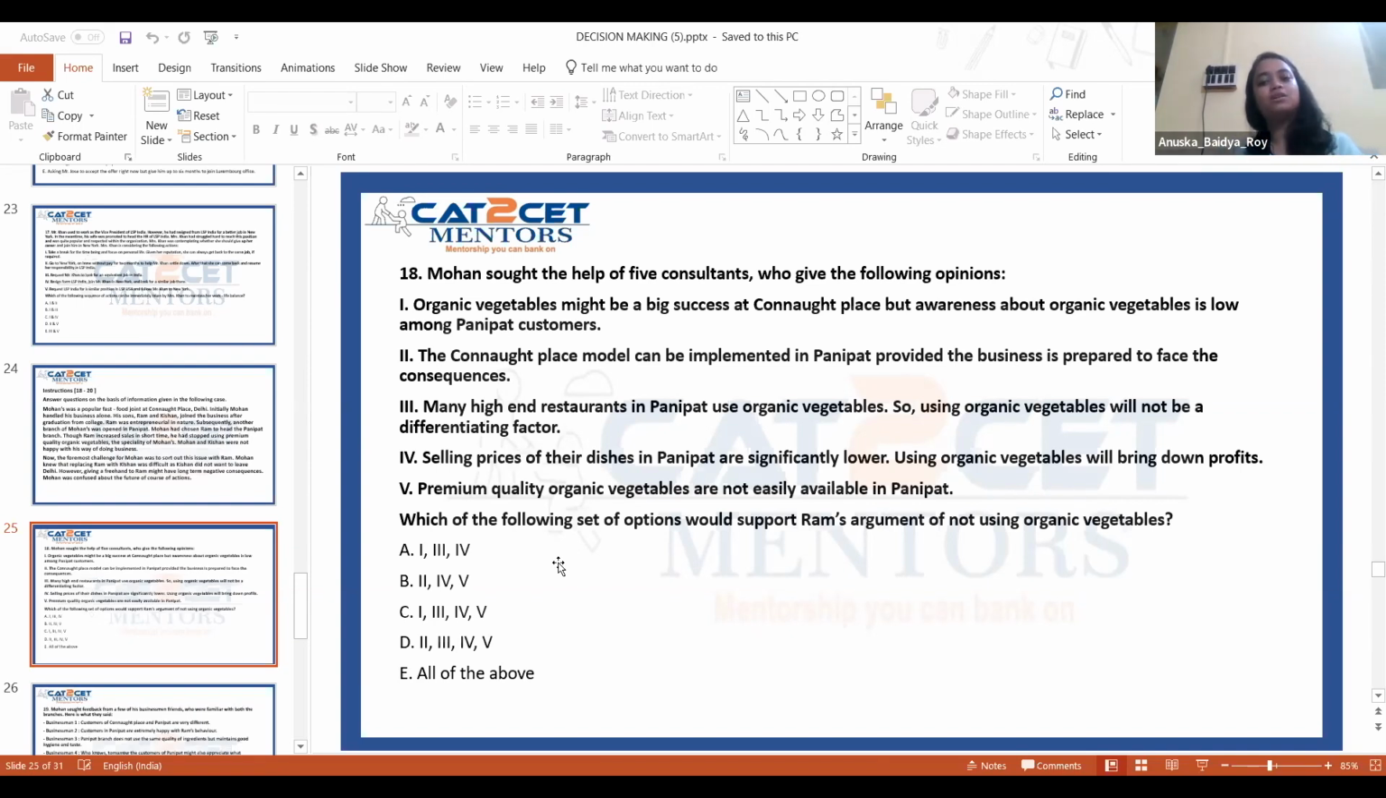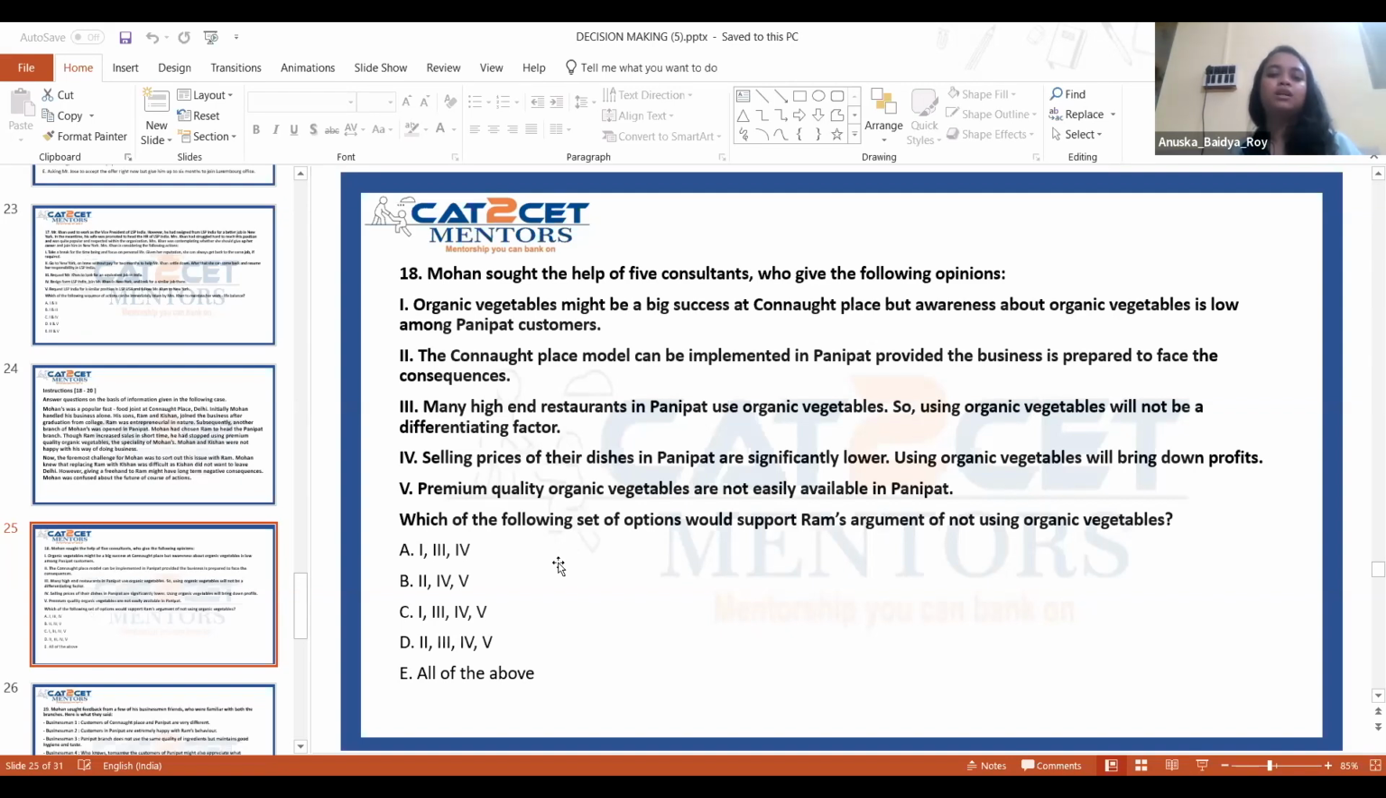Next, the Connaught Place model can be implemented in Panipat provided the business is prepared to face the consequences. This has nothing to do with it. How is it supporting Ram anyway? What Ram is arguing is that we do not use quality organic vegetables. Option 2 is not saying anything about that. It is going tangent to what is being said. So 2 is not an option to be considered. Third, many high-end restaurants in Panipat use organic vegetables, so using organic vegetables will not be a differentiating factor. Maybe, right? Not as good as 1. I think 1 is a stronger cause than 3, but maybe.